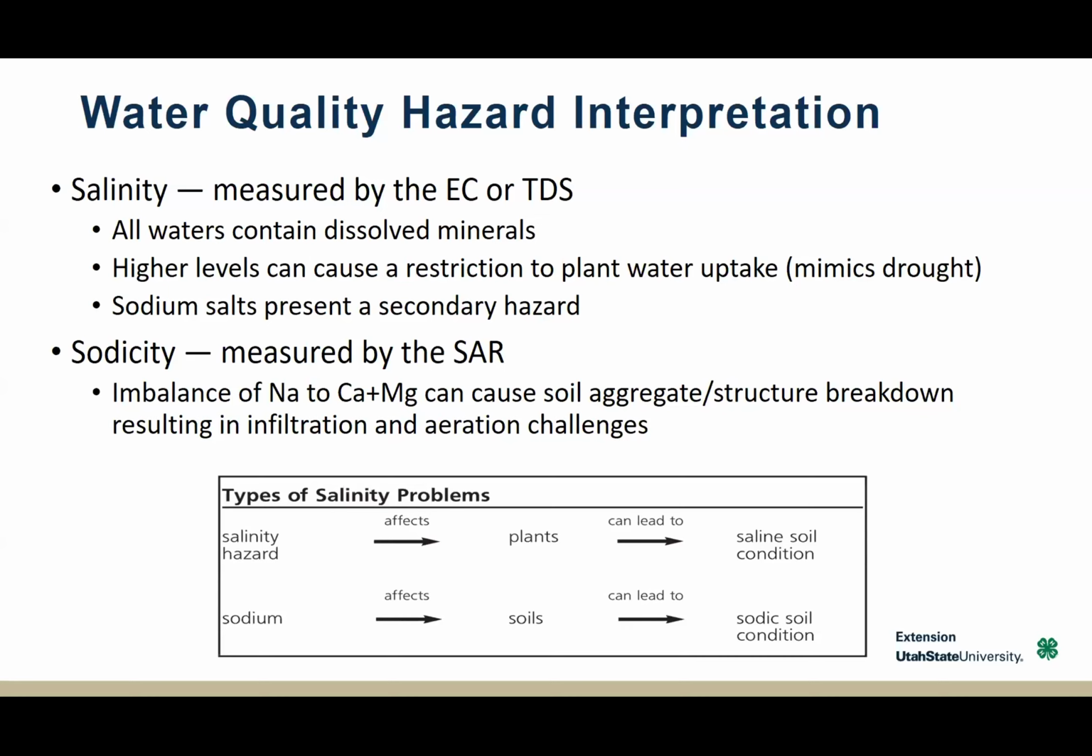Higher levels of salinity are a problem because it can cause a restriction in plant water uptake. High dissolved solute content in a water reduces the ability of the water to move from solution across the plant membrane and into the root and up the shoot. It's an osmotic issue, and so higher levels of salinity in both irrigation waters and soil solutions can actually mimic a drought, and so the plant doesn't thrive.